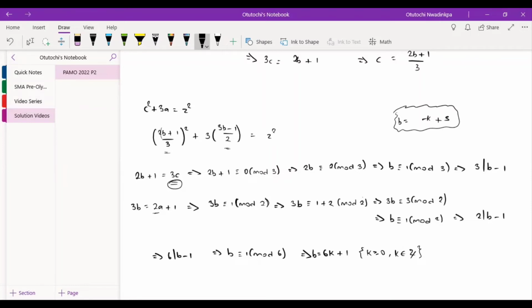So now that's what we wanted to do. If you substitute b equals 6k plus 1 in this expression, we are going to cancel out the fractions, and that's basically what these last few steps are all about, eliminating the fractions. So let's go back to that and see what we have.